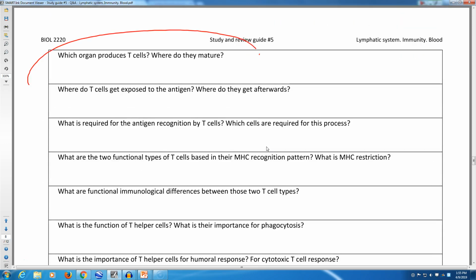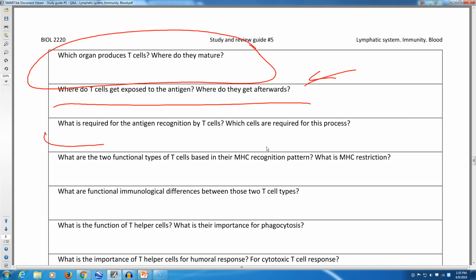So, we answered this already. T cells are produced in bone marrow and mature in the thymus. Where do they get exposed to the antigen? In the lymphatic organs, they go in the circulation. For antigen recognition, T cells have to be presented with an antigen, and they're presented by antigen-presenting cells.